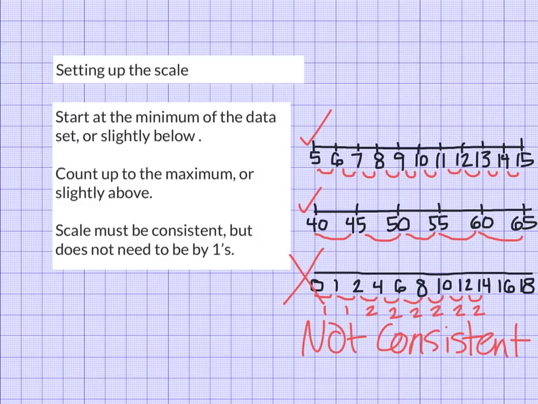To fix it, we could just change the beginning of the scale so that it starts at a 0 here. So it goes 0, 2, 4, 6, 8. Now it's consistently going up by 2s. So now it's okay. You should leave it as the non-consistent example in your notes.